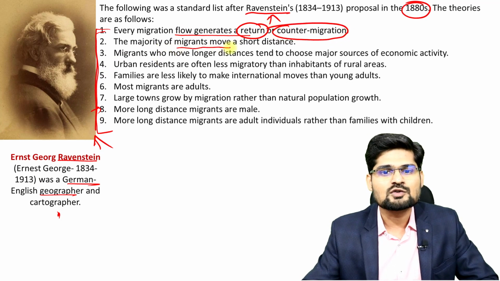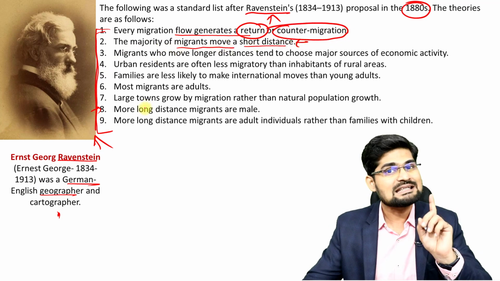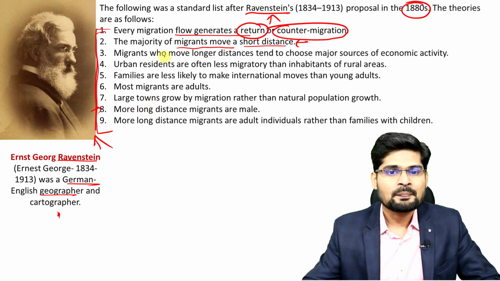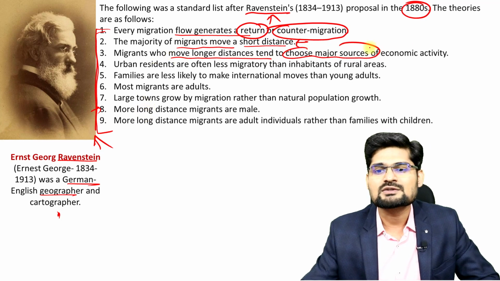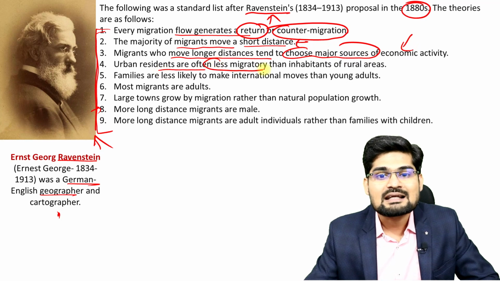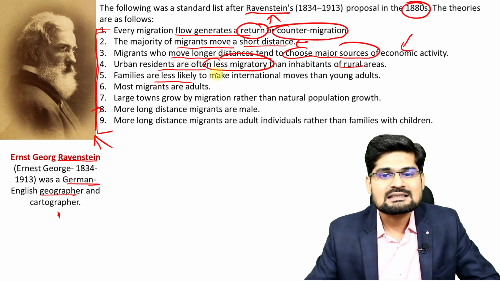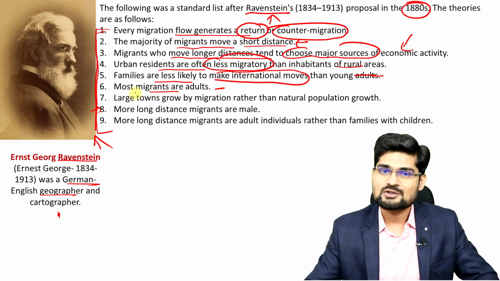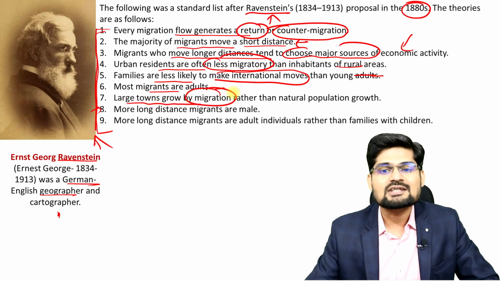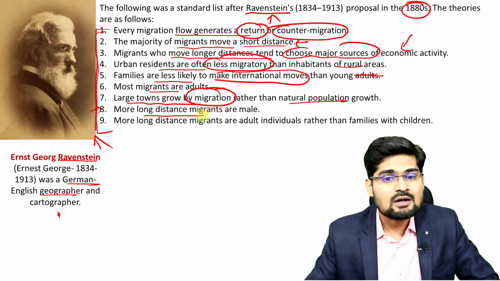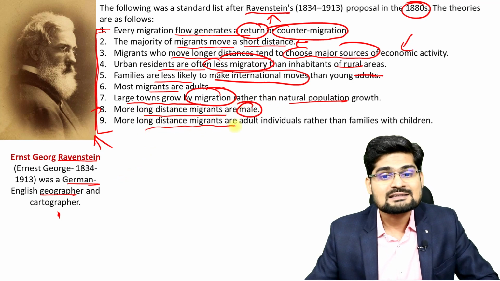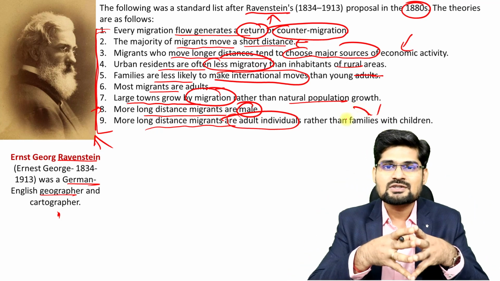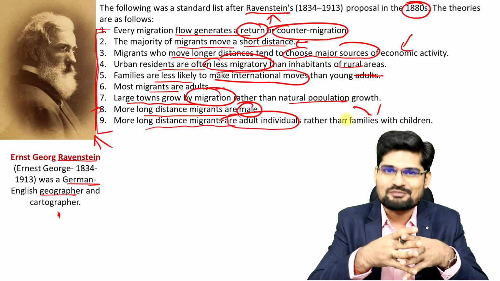The majority of migrants move a shorter distance. So this was the 1880s. Remember, the transport revolution had not happened in that way. So what happened? Shorter migrations were prevalent. Migrants who move longer distances tend to choose major centres of economic activity. Urban residents are often less migratory than the rural, right? Families are less likely to make international moves than young adults. This was the law. Then most migrants are adults. This was the observation. Large towns grew by migration rather than natural population growth. More long distance migrants were male, and more long distance migrants were adult individuals rather than families with children. These are the 9 important propositions known as Ravenstein's laws of migration, right?